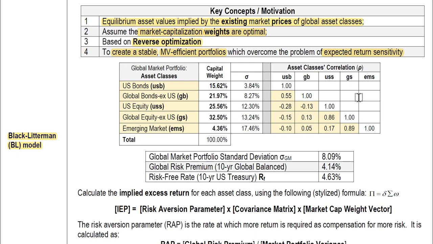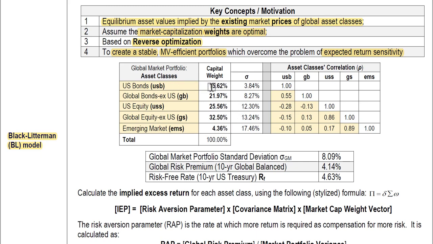So how do we do that? I'm going to use an example here. Suppose the global market can be classified into 5 different asset classes: U.S. bond, global bond except U.S., U.S. equity, global equity except U.S., and emerging market. Emerging market, maybe we say here, is the equity part.